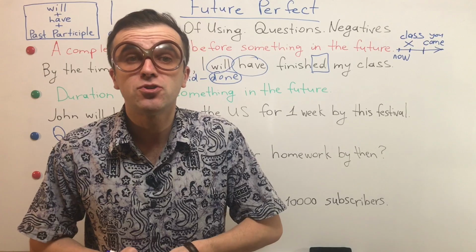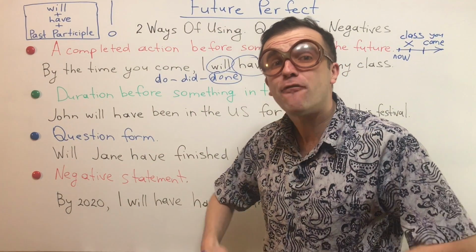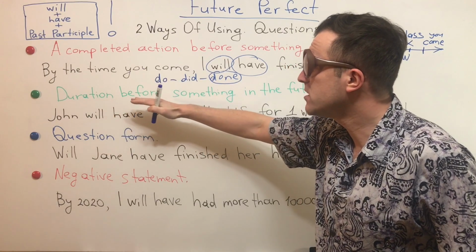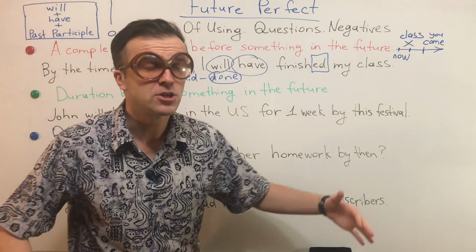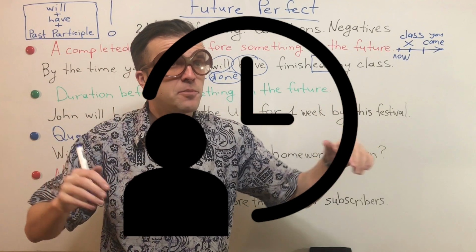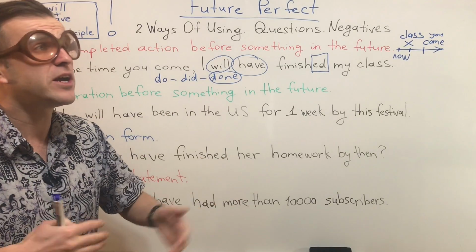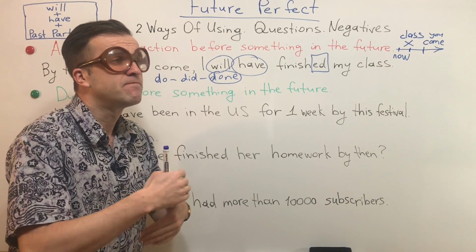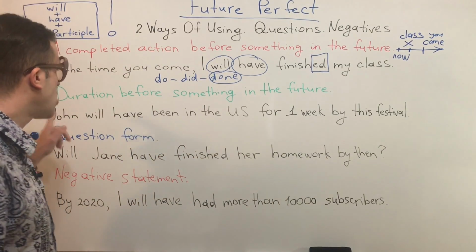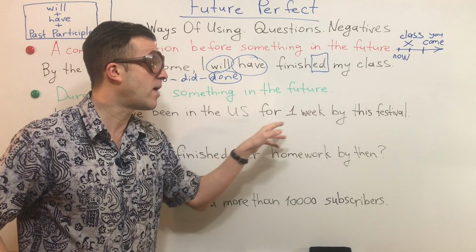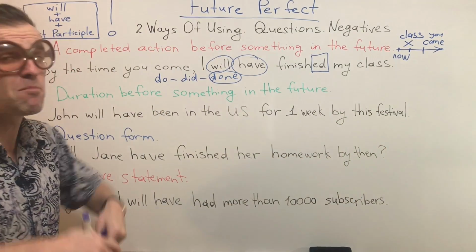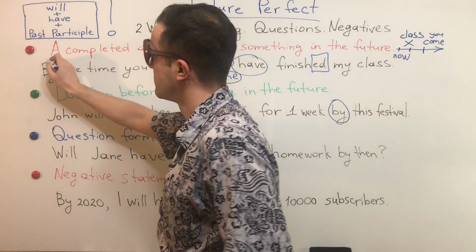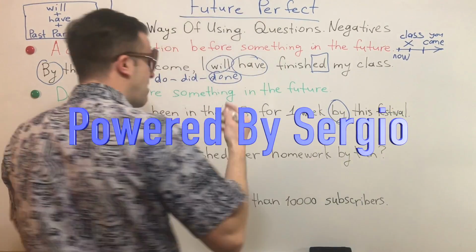So let's move on to the second way of using the future perfect. The second way is duration before something in the future. Duration, like the progressive form, before something in the future. So probably you will have lived, you will have been somewhere in the future before something is going to happen. For example, John will have been in the US for 1 week by the festival. So by is a marker for the future perfect, okay? Here we have by. In the previous sentence we also have by. By is another marker.